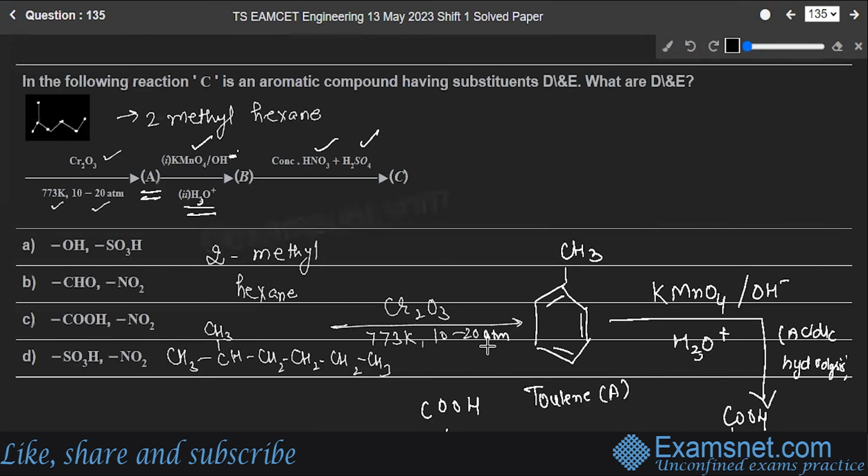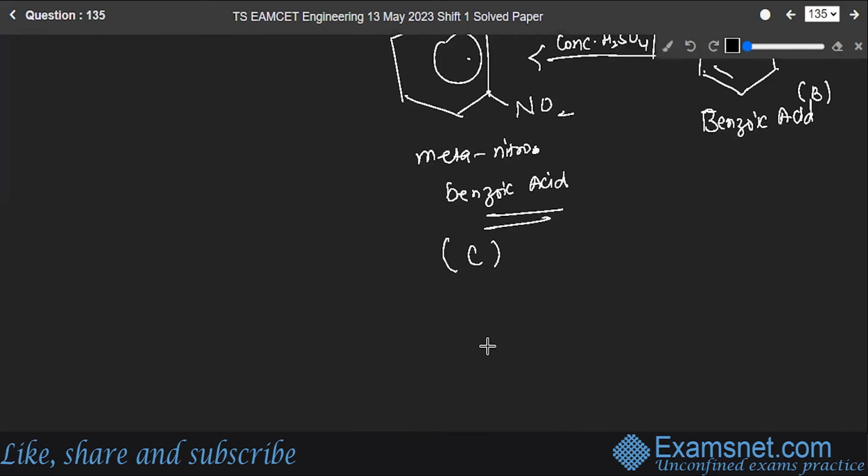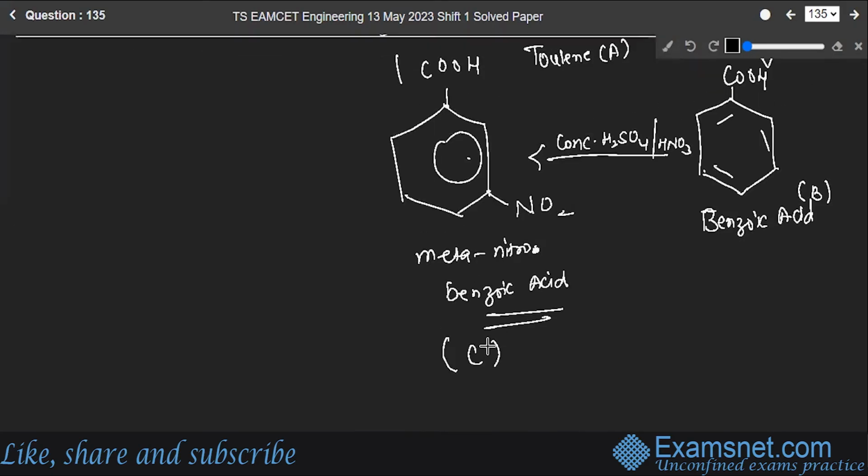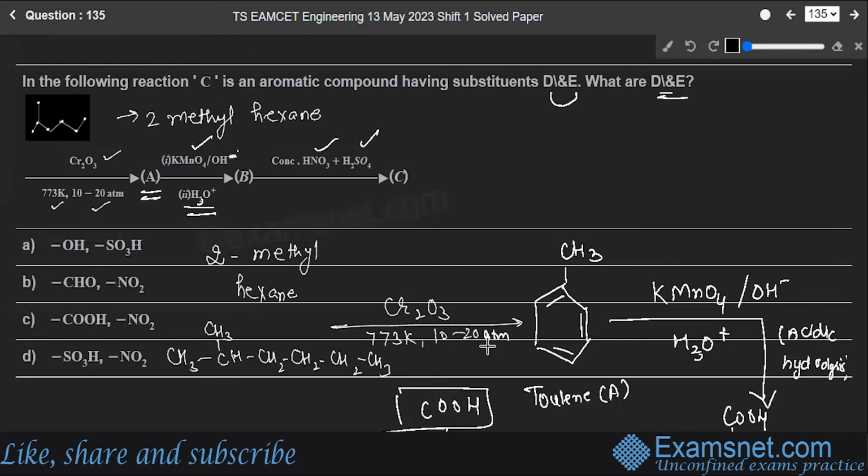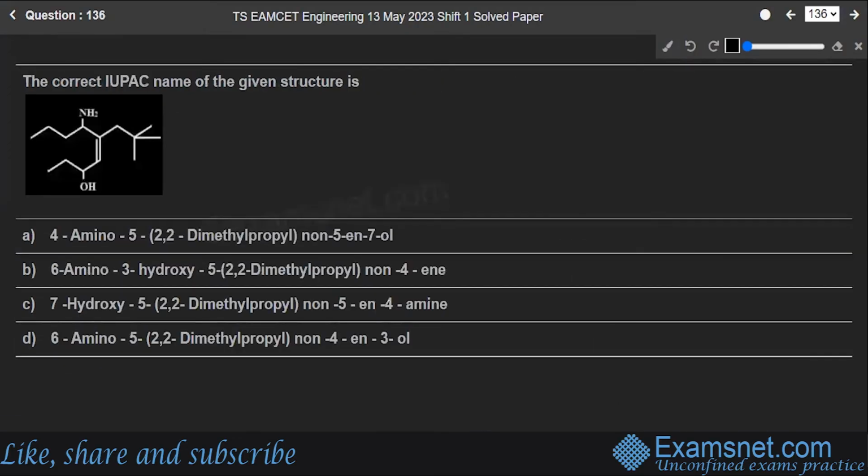Now you are asked that this C compound has substituents D and E. What are those D and E? This D is COOH and E is NO2. That is COOH and NO2. Option C is the correct answer. Hope you understood.